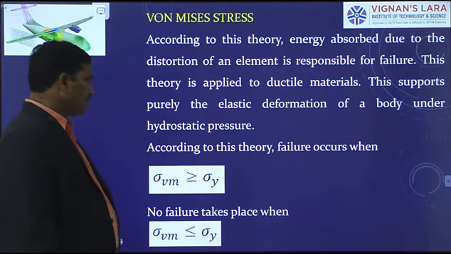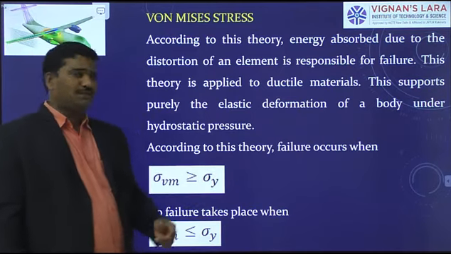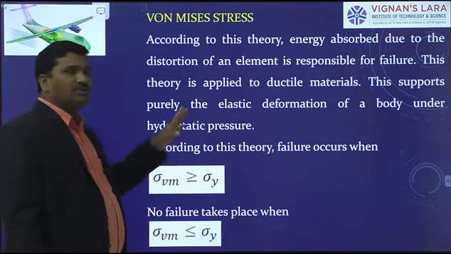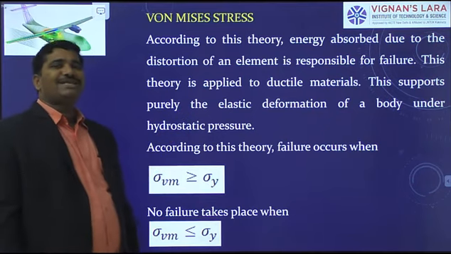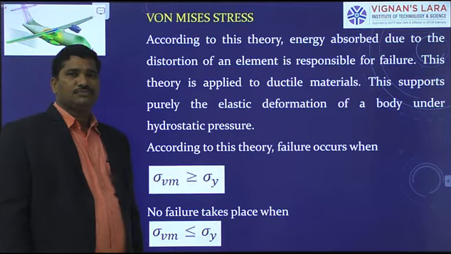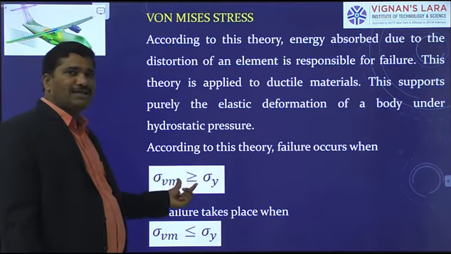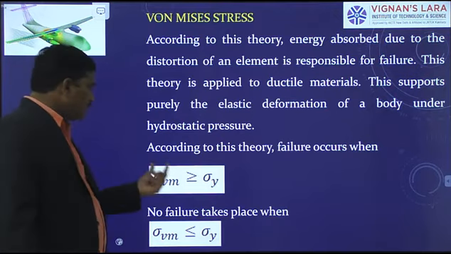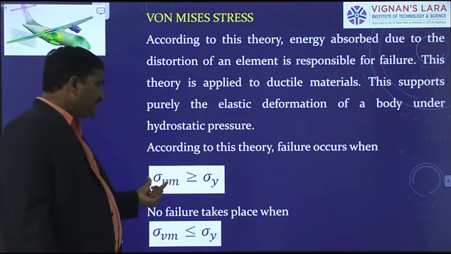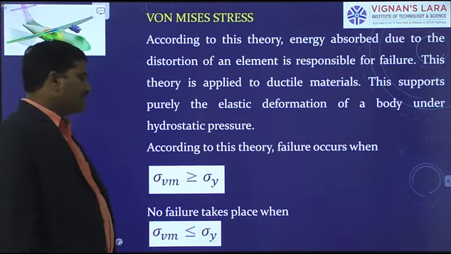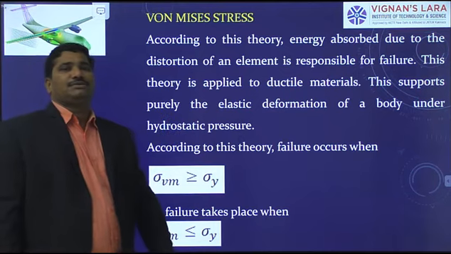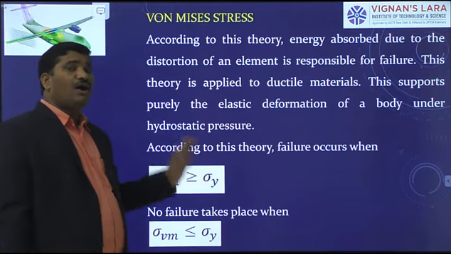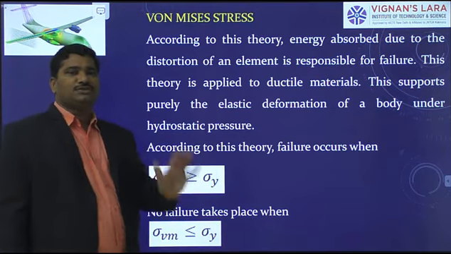Now, failure takes place when the von Mises stress is greater than or equal to the stress at yield point. If the von Mises stress is less than the stress at yield point, failure does not occur in the structural component or machine component. This is what the von Mises theory of failure states.